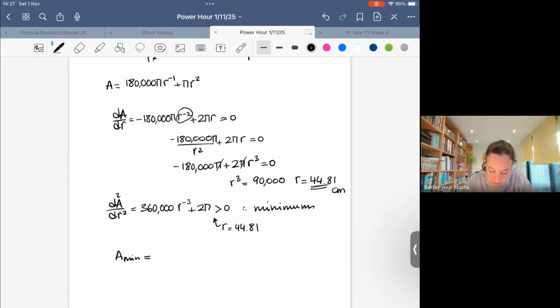So the area is 180,000 divided by r plus pi r squared. And what I'm going to do is, no problem, put 44.81 in that value, and that's going to be the minimum area. So please do it with me.